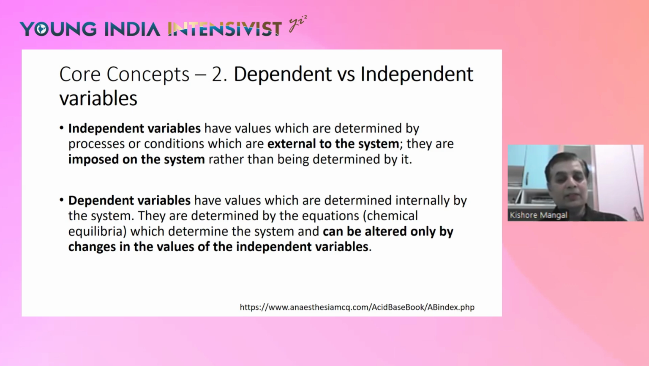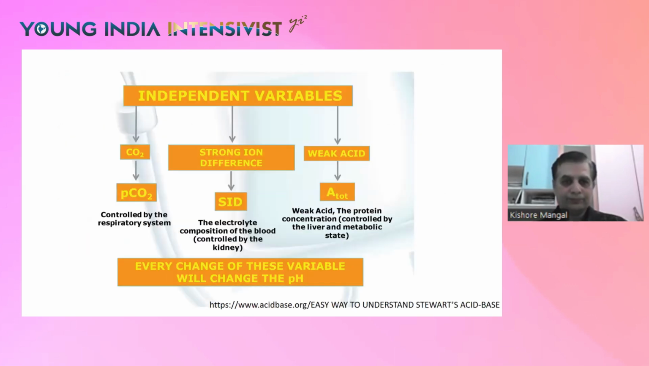These are determined by the equations, that is the chemical equations which determine the system, and can be altered only by changes in the value of the independent variables. Right. So independent variables are not locally affected, but affected by systemic problems, and the dependent variables are locally affected. So what are the three most important independent variables as per Stewart?